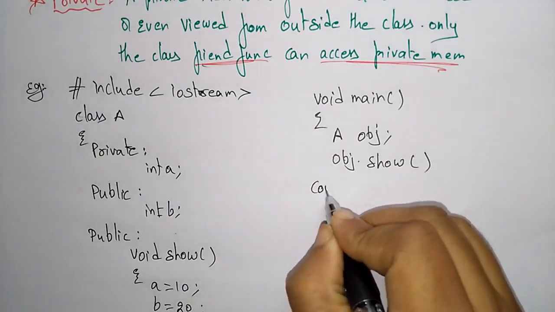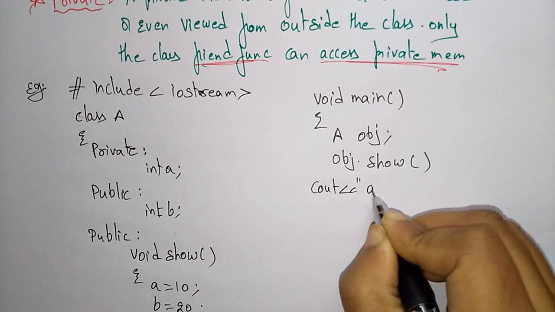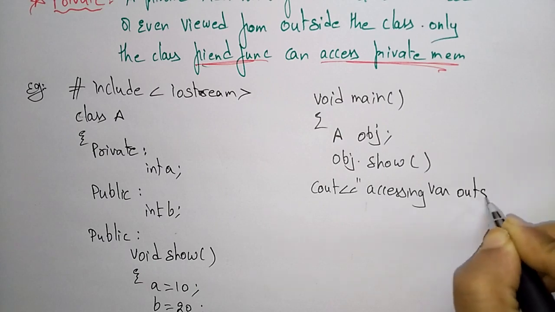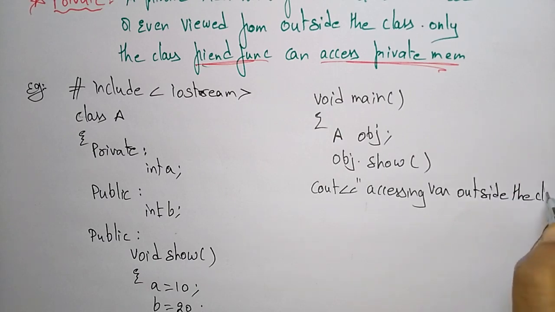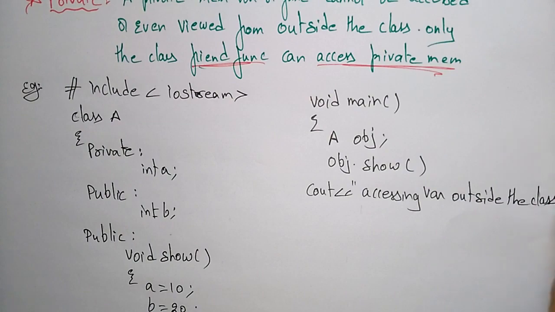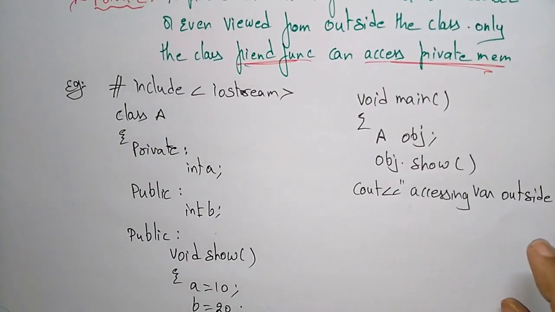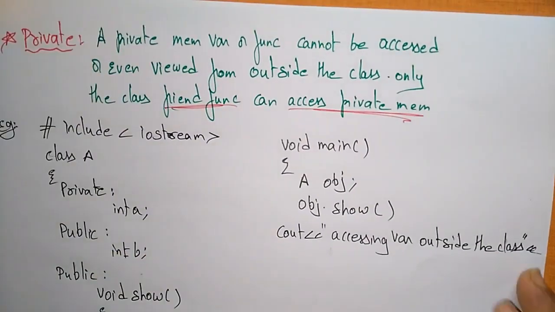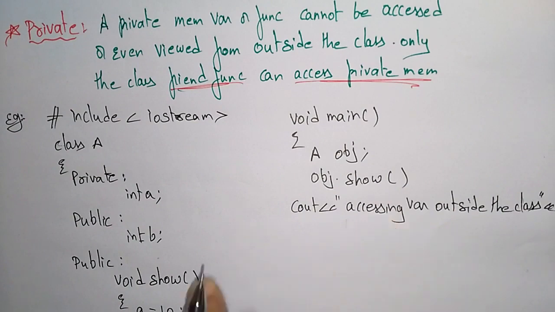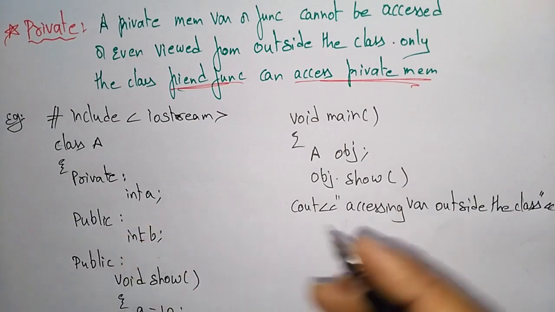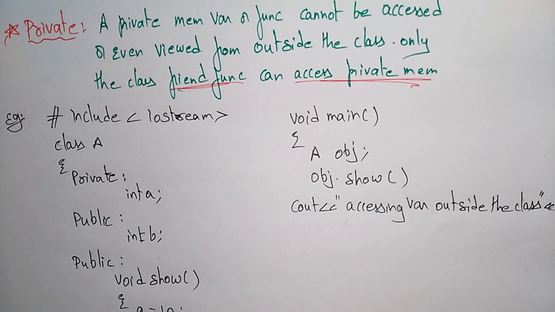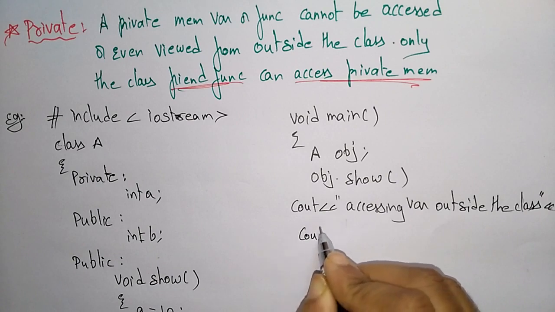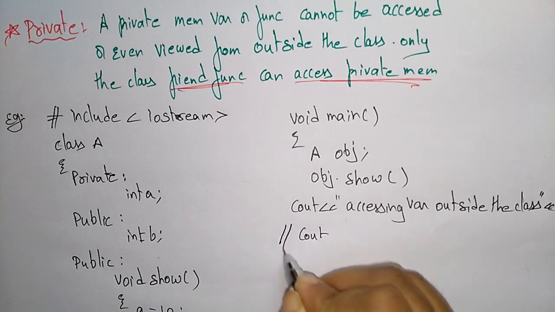Now I want to print with cout, accessing variables outside the class. I'm accessing the variables outside the class, but one thing you have to remember is that A is declared as private. So A cannot be accessed. Suppose you print it like this, it shows a compile error.